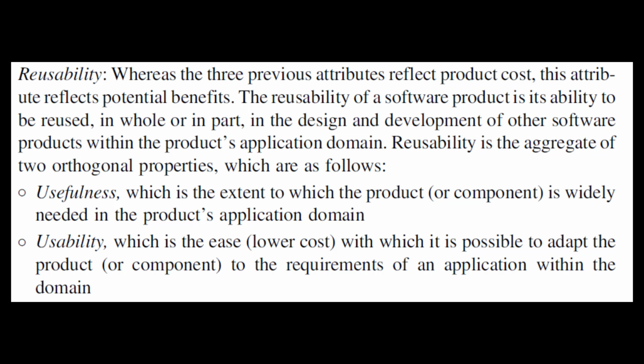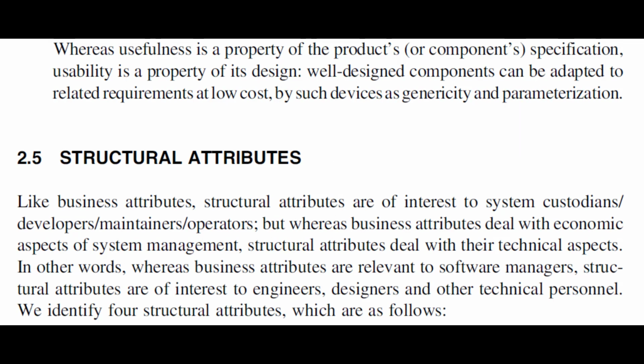Usefulness, which is the extent to which the product, or component, is widely needed in the product's application domain. Usability, which is the ease, lower cost, with which it is possible to adapt the product, or component, to the requirements of an application within the domain. Whereas usefulness is a property of the product's, or component's, specification, usability is a property of its design.